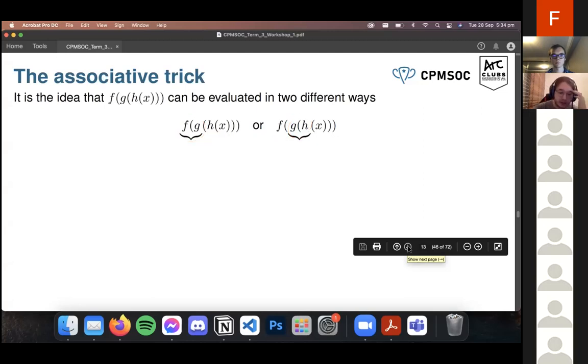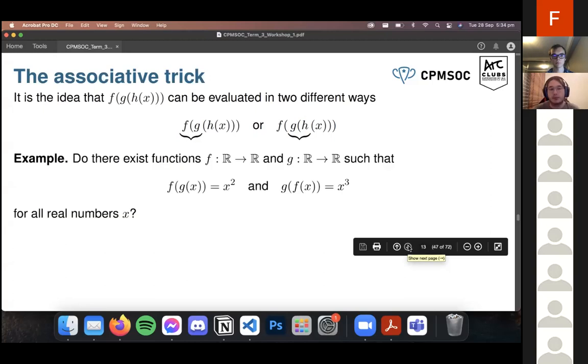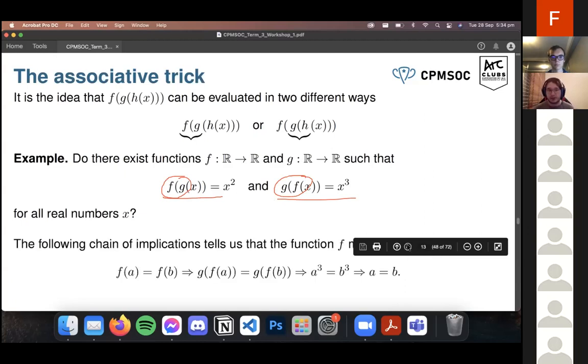As an example of a question that might use this, we're going to ask, do there exist functions f and g that satisfy both of these equations here? This is a prime setup for the associative trick because in two different ways we can evaluate these functions, and we know what they are specifically. Now we're asking if there exist functions, so the answer is either yes or no. If they exist, then you can guess them or deduce properties that they must satisfy, and from that, find the functions.